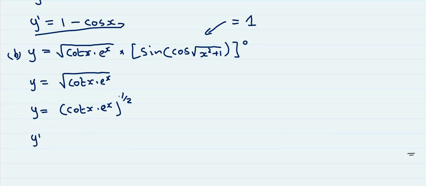Y prime: we differentiate the outside function by multiplying by half, 1 over 2, and the middle function we write as cot x multiplied by e to exponent x, then 1 minus 1 gives minus 1 over 2. Then we multiply by the derivative of the function inside, which is one function, cot x multiplied by e to exponent x, and we use the product rule.